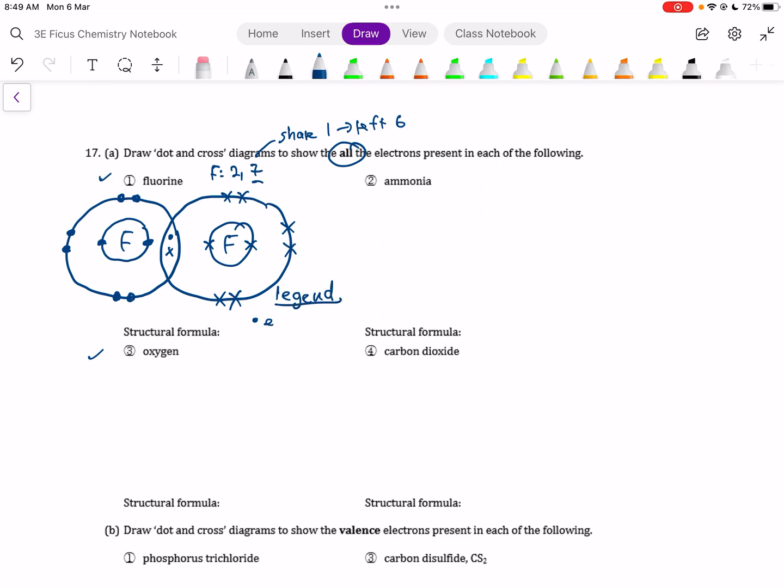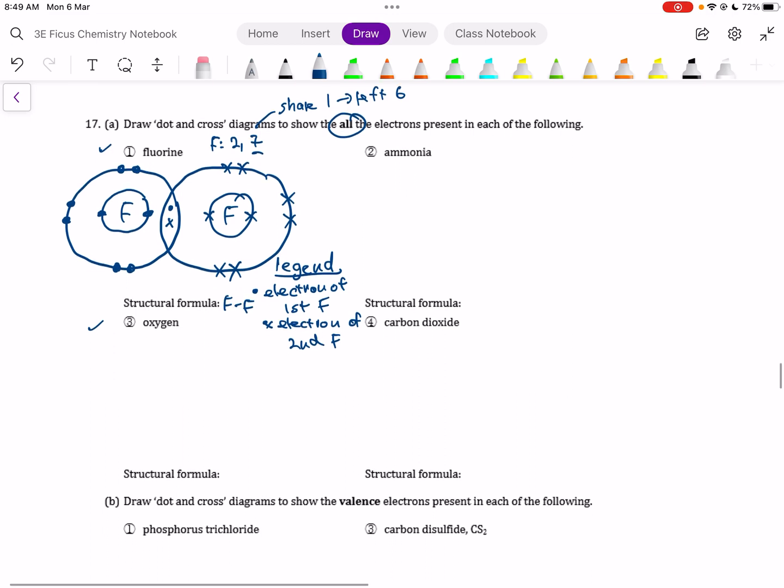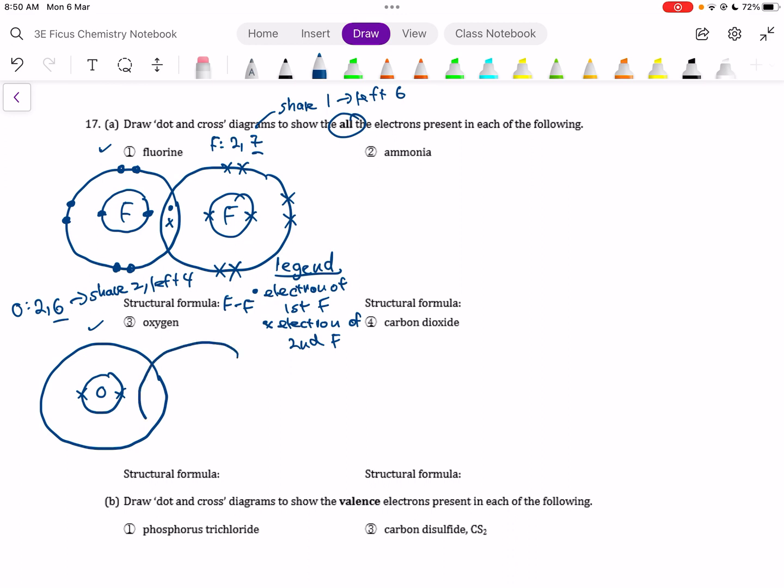Okay, so then the legend: dots are electrons of the first F, crosses are electrons of the second F. So F-F single bond. Then you have oxygen, which is 2,6. So this one you share 2, left 4. Wait, let me fit this in. Oxygen shares 2, this is the inner 2. I do it this way.